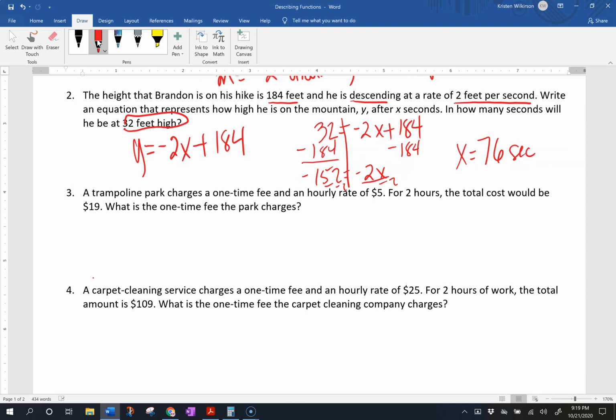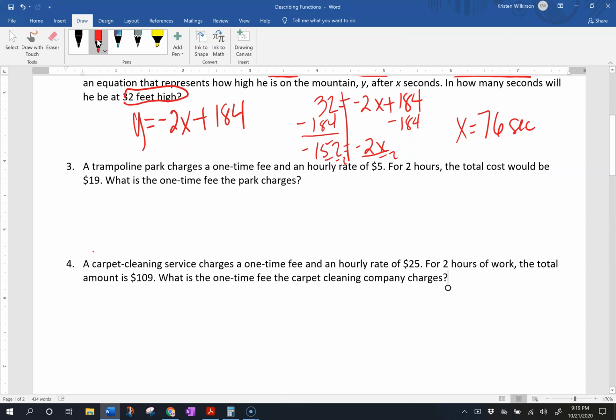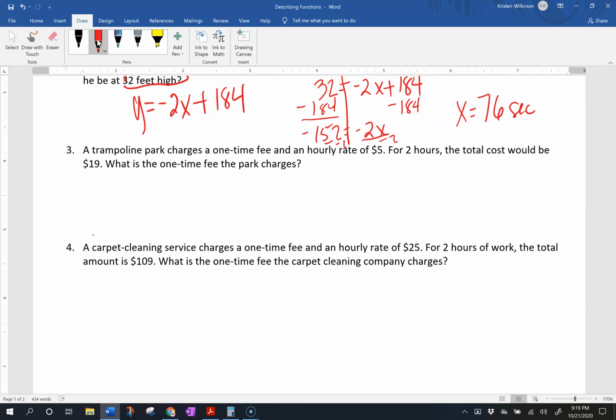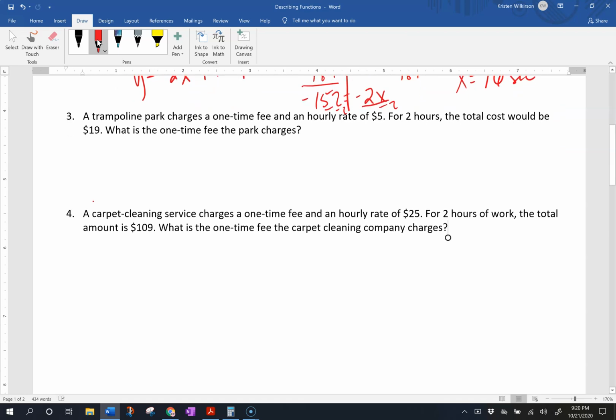All right, number 3 says, a trampoline park charges a one-time fee and an hourly rate of $5. For 2 hours, the total cost would be $19. What is the one-time fee the park charges? So if we look at this equation, it doesn't give us a y-intercept because it just tells us that there is a fee, but it does tell us a rate, an hourly rate, so that's going to be my slope. So we know that m is equal to 5, okay?